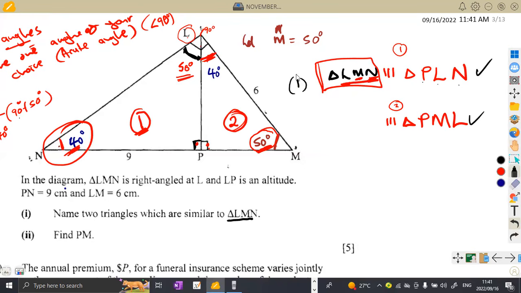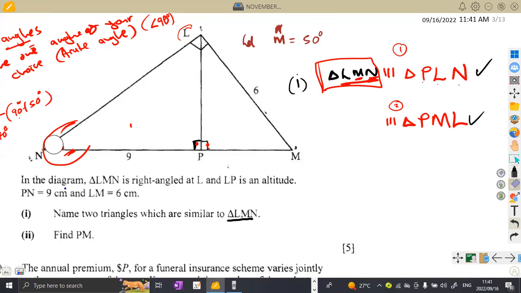So I just hope with this explanation, guys, you can answer any question of this nature if you were truly with us here. Okay, so item 2, find PM. Okay, so this is our PM. I'm just going to remove this. Since we now have similar figures, this is no longer important, okay?